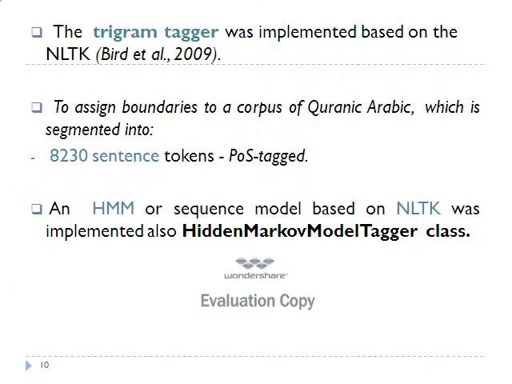The trigram tagger was implemented based on the Natural Language Toolkit, Bird et al. 2009, to assign boundaries to the corpus of Quranic Arabic, which is segmented into 8,230 sentences of token and part-of-speech tag. Each sentence is represented as a list of tuples. An HMM sequence model based on the Natural Language Toolkit was implemented, also using the Markov model tagger class.